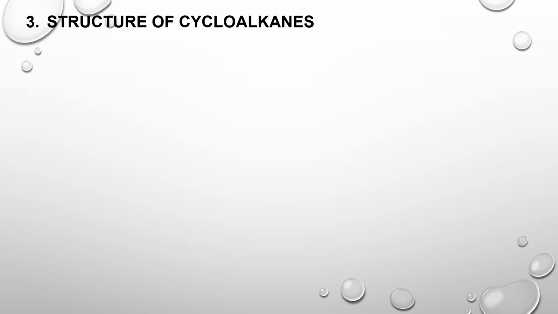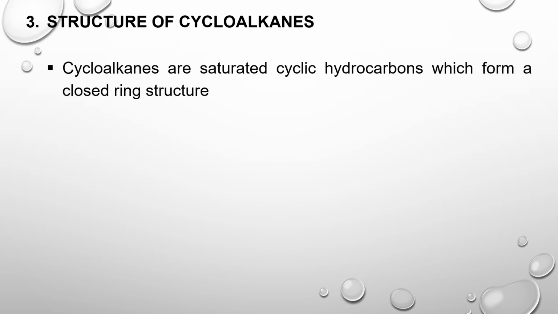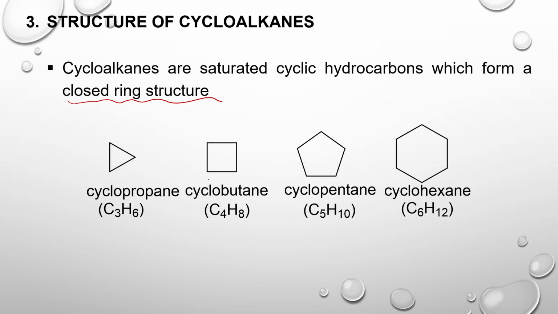Next, if we go on to the structure of cycloalkanes, cyclo means cyclic hydrocarbon, in which they form a closed ring structure. Some examples of your cycloalkanes are these. You will have your 3 carbon, 4 carbon, 5 carbon, 6 carbon. These are some examples of the cycloalkanes. You will also notice that there is a little bit of difference in terms of their molecular formula.